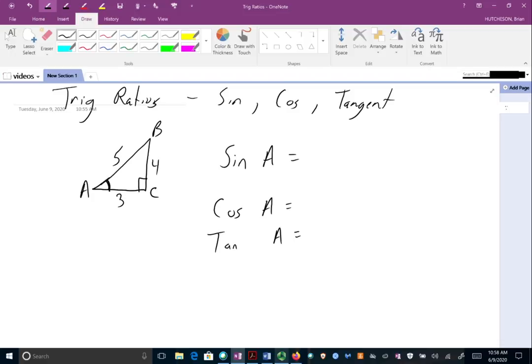So we use these things to give us a ratio. I take the sine, the cosine, and the tangent of an angle, and what it outputs is just a ratio. So now everybody with me, okay?